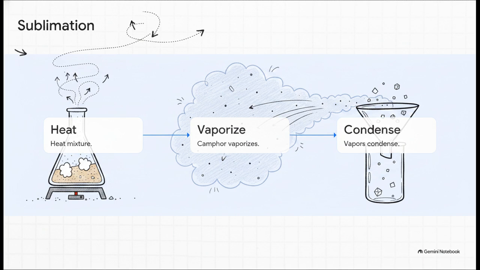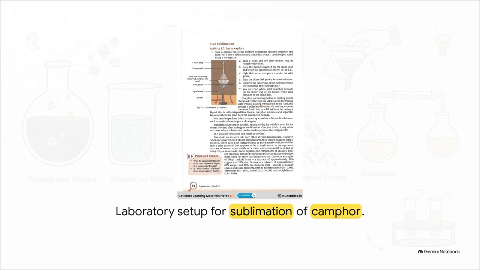a pure solid state. If you set this up in a lab, as the china dish heats up, the camphor turns into a vapor. You just pop an inverted glass funnel over the dish with a little cotton plug at the top so the gas can't escape. As the vapor rises and hits the much cooler glass walls of the funnel, boom, it deposits right there as pure, solid white crystals, completely separated from the leftover sand at the bottom.